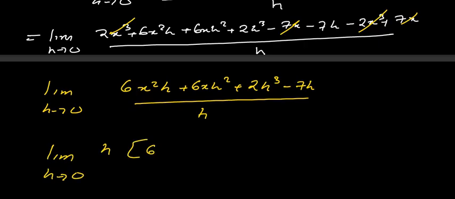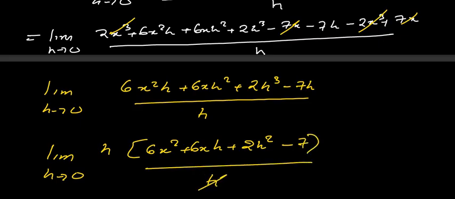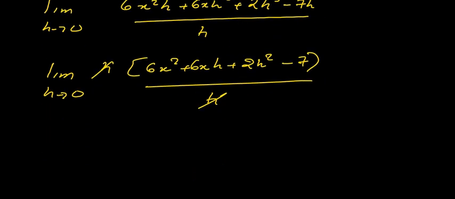H there is factorized. 6x squared, then 6xh, then we have 2h squared, or even the 7 as well, sorry. Minus a 7. Down we have an h. This cancels. So we can now plug in wherever there's h, put your 0.